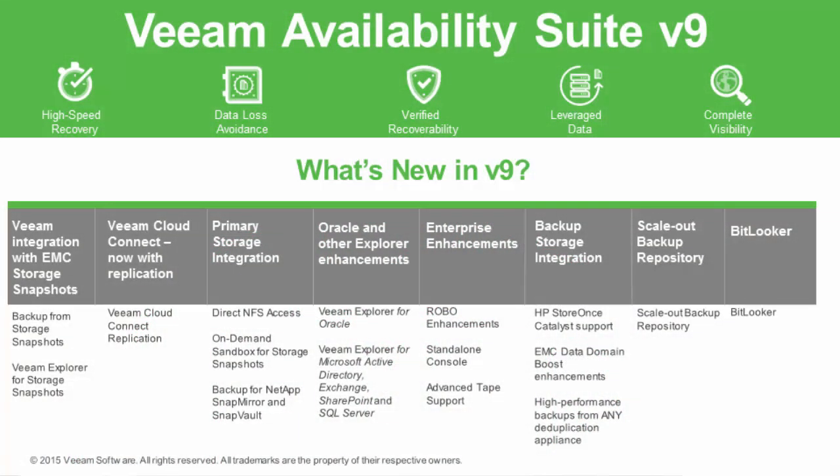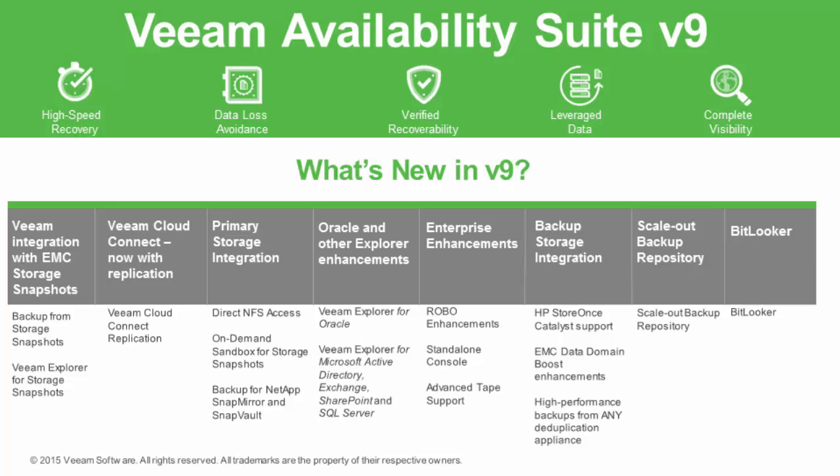The first we'll talk about is the integration with EMC. Since version 7, we've had the ability to perform backup from storage snapshots. This is the way we get the storage subsystem to perform the snapshot, and we can back up directly from the snapshot and thereby reduce the load on the source hypervisor. With version 8 we brought in support for NetApp. Originally it was HP. And with version 9 we'll be talking about the enhanced support for EMC.